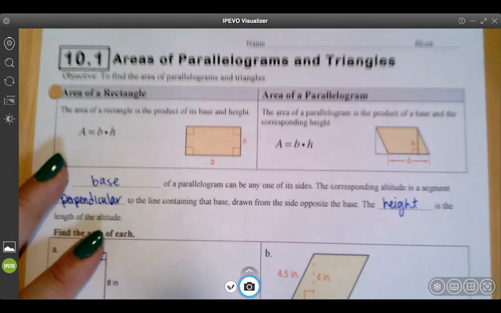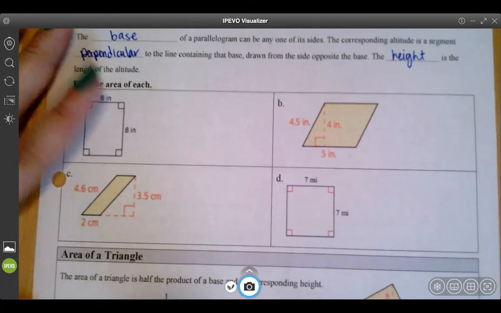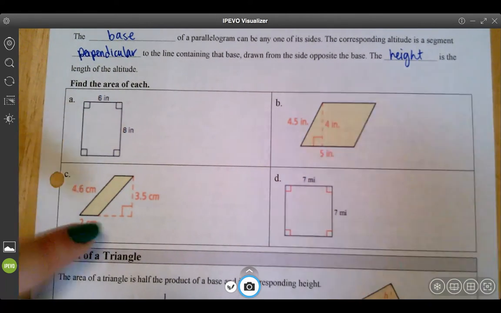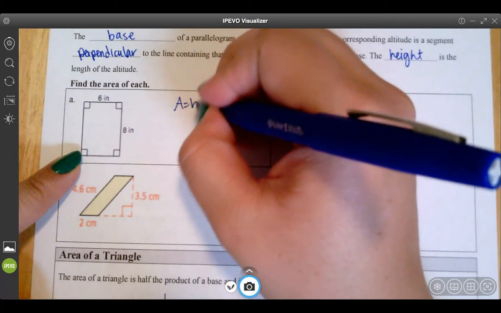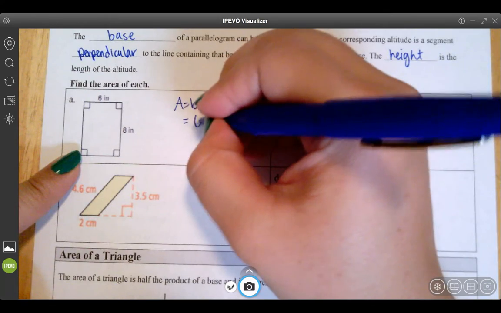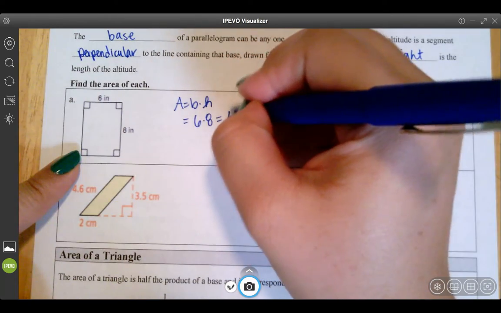So let's try some examples. I'm going to go ahead and let you give these ones a try, and then we'll go through them together. So for part A, this is a rectangle, area is base times height. Doesn't matter which one we call base or height. 6 times 8 is 48.